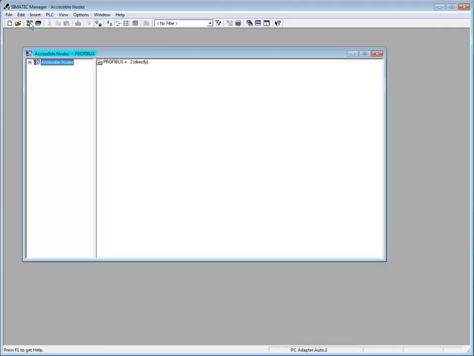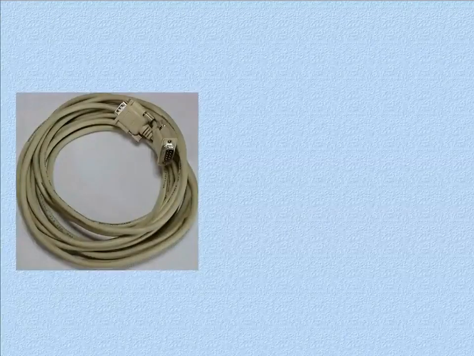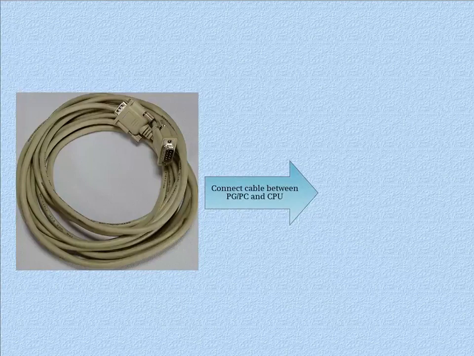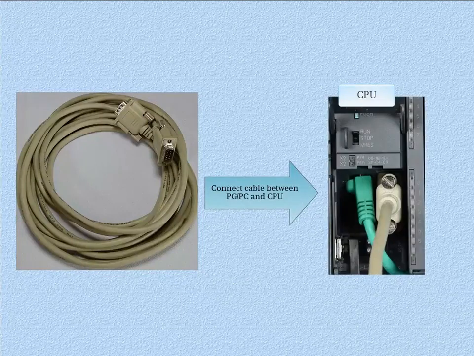SIMATIC Manager will open a window and display whether or not you're communicating with the CPU, what the CPU's protocol is, and what the address is. You can see that this port is set up as Profibus, its address is 2, and I'm directly connected to the CPU. Let's repeat this procedure with an RS-485 cable using the MPI Profibus port on the back of the PG.